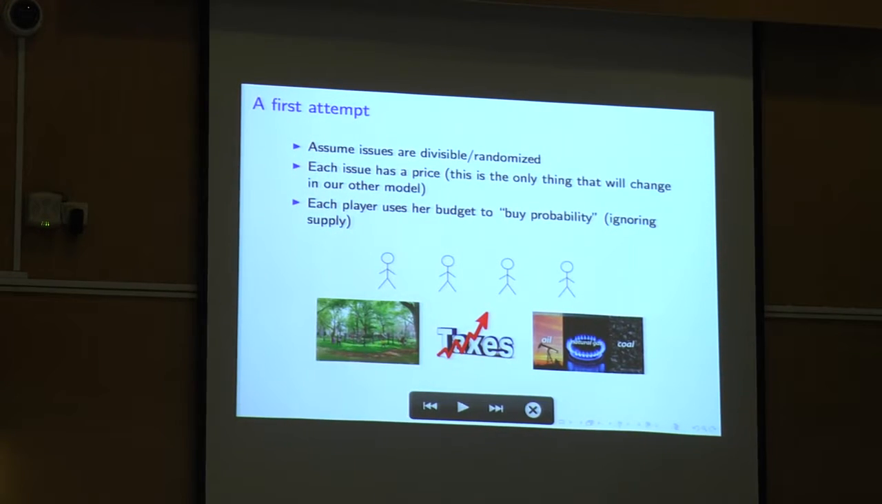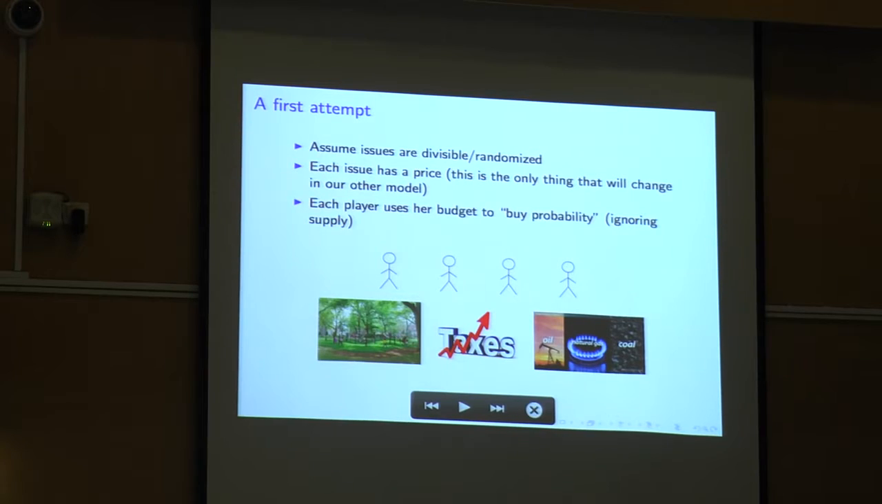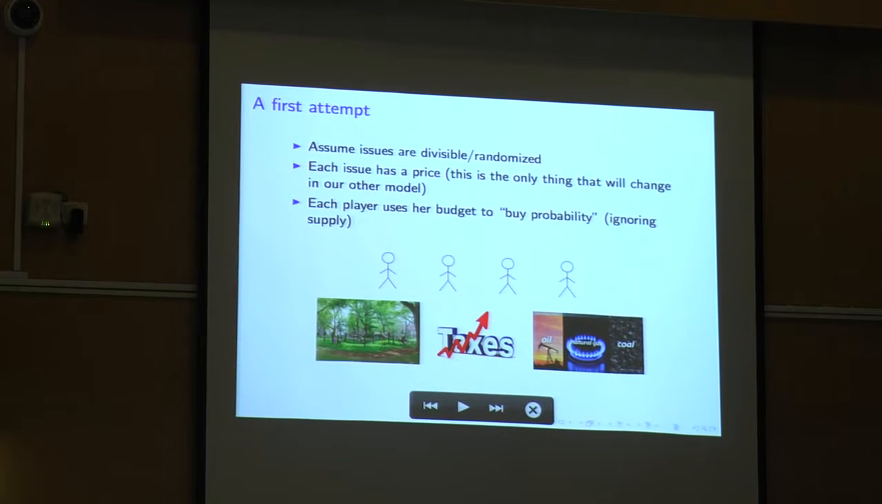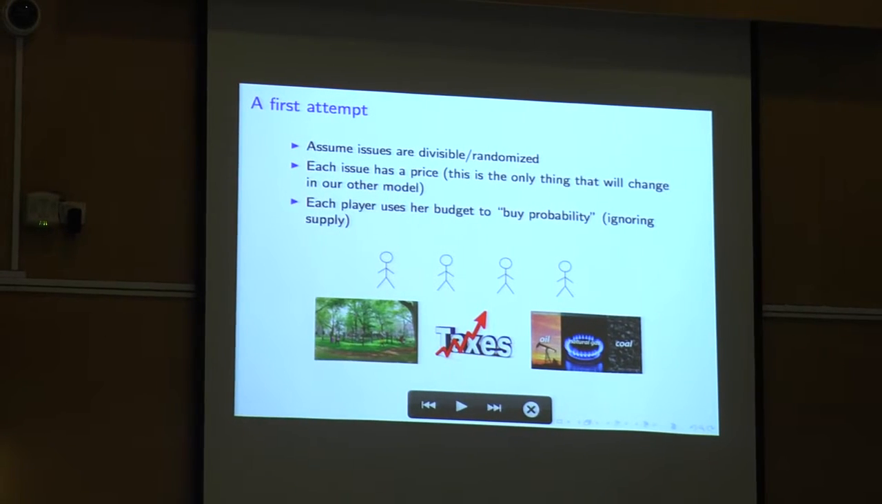So instead of goods, you have issues. Each player still has $1. But this player can use a budget to buy probability. And you can buy the probability on this side of the issue or that side of the issue. So if an issue has price P, you can spend P dollars to buy 1 unit of probability here, or P dollars to buy 1 unit of probability there, whichever side you want.